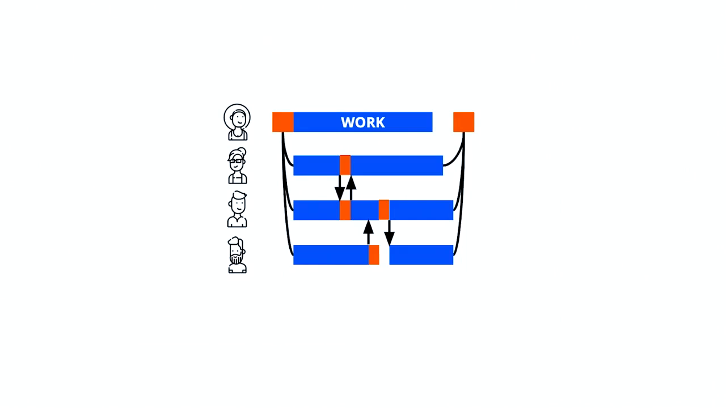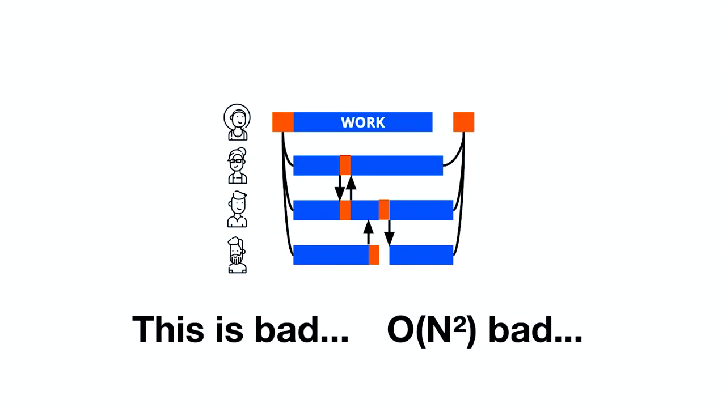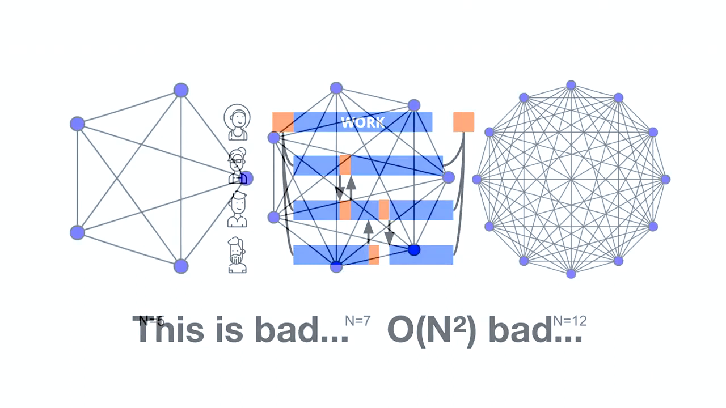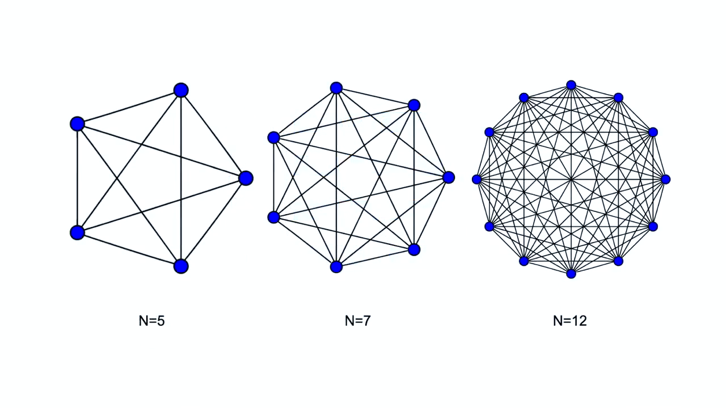And this is bad. This is O(n) squared bad. Three images are shown from left to right, the first with 5 blue circles, the second with 7, the third with 12. Beneath each image is n equals 5, n equals 7, n equals 12. Each point is connected to the point on either side of it and around each group. The resulting images increase in complexity from a pentagram to a kaleidoscope of lines. Here's a visual example of O(n) squared growth.